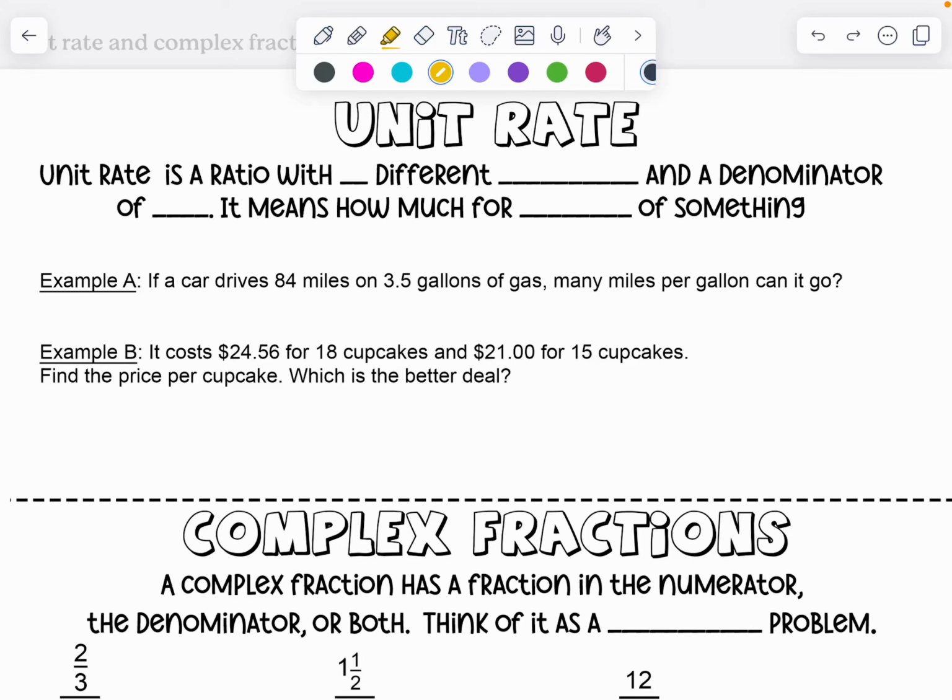All right, let's talk about unit rate. Here we go, unit rate. We're getting into proportions now. All right, a unit rate is a ratio. Another word for ratio is fraction.